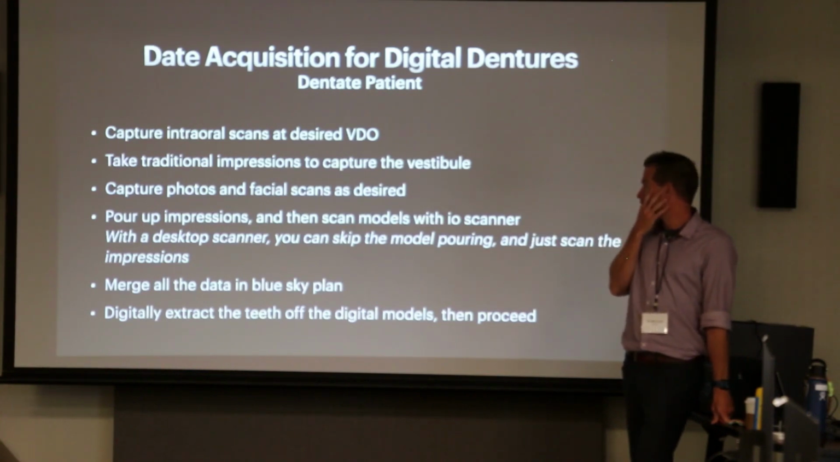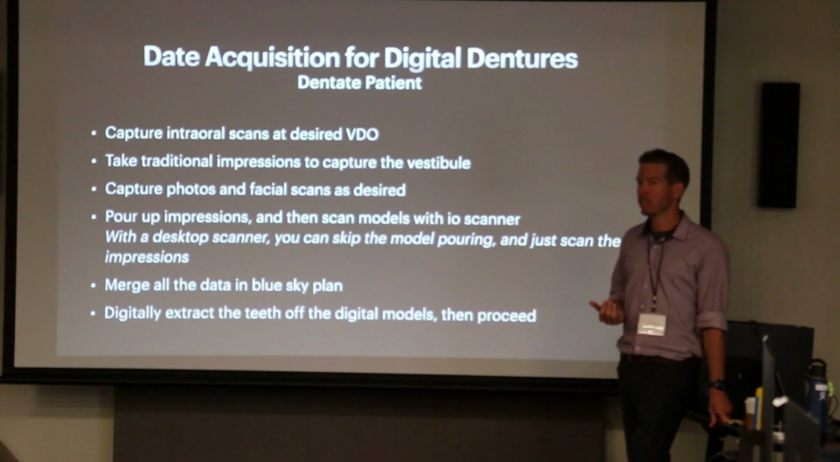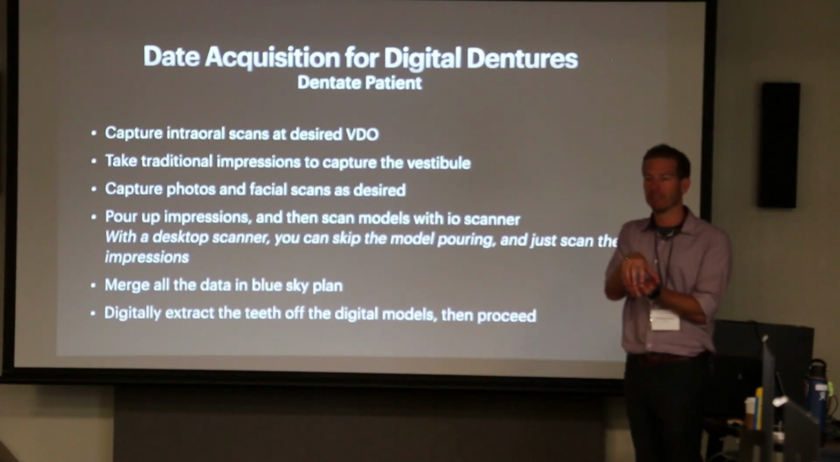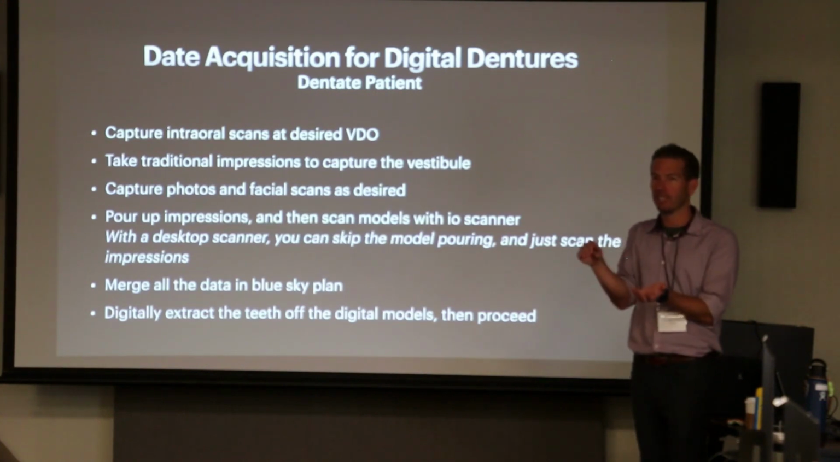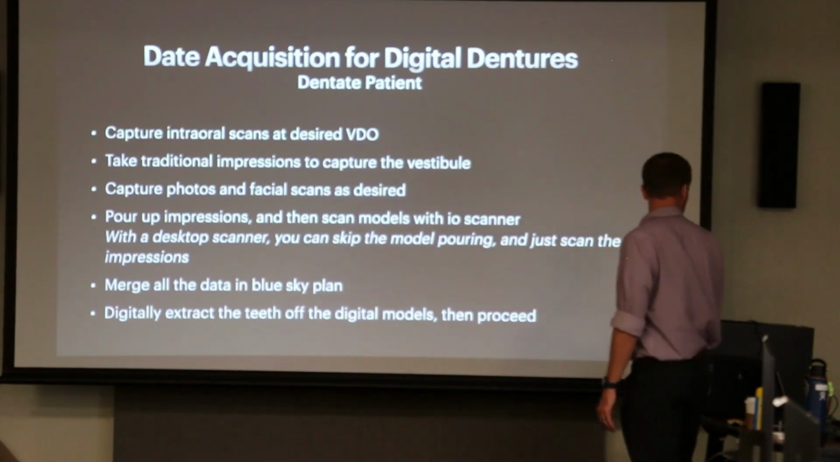Then we're going to merge all the data, and then we're going to digitally extract the teeth off of the models. What's cool is you mounted your models digitally, and then you cut the teeth off, and now you've got your master cast in there that's set at that vertical. You've just digitally cut them off. So now you just get to plug in teeth in the space.